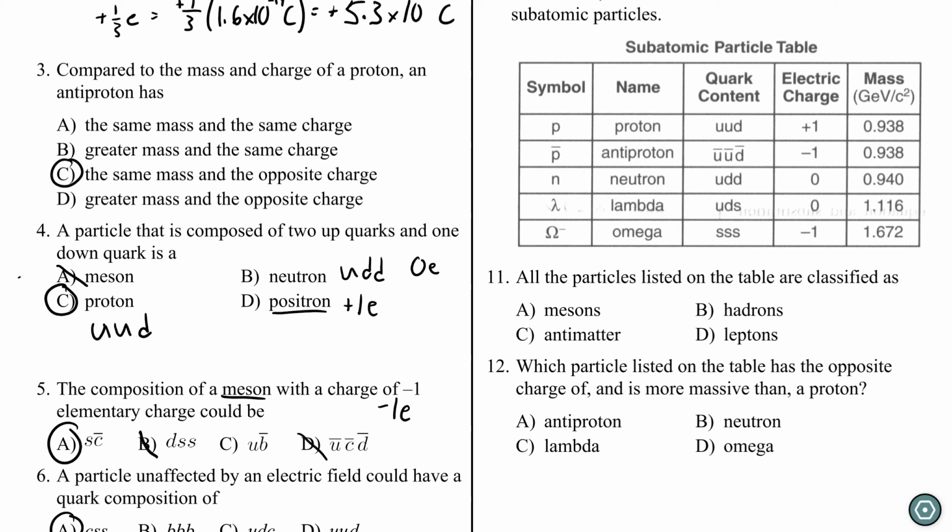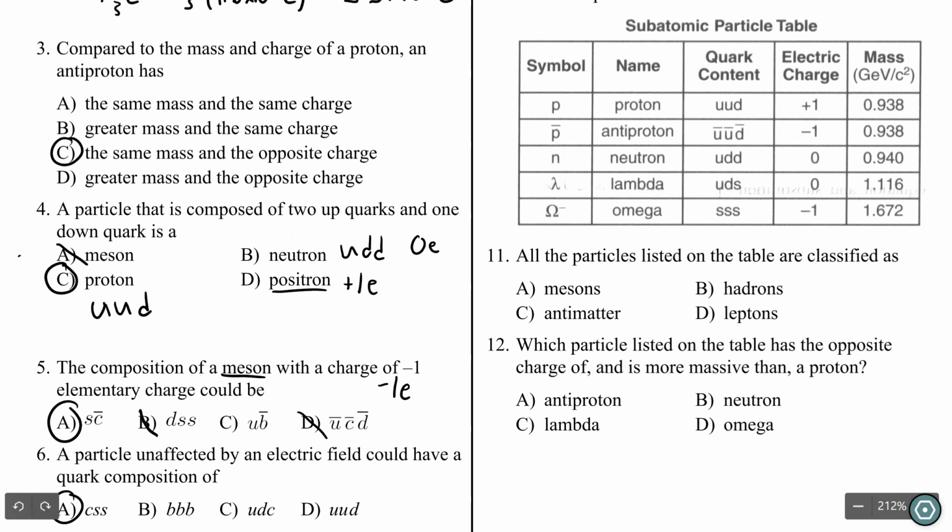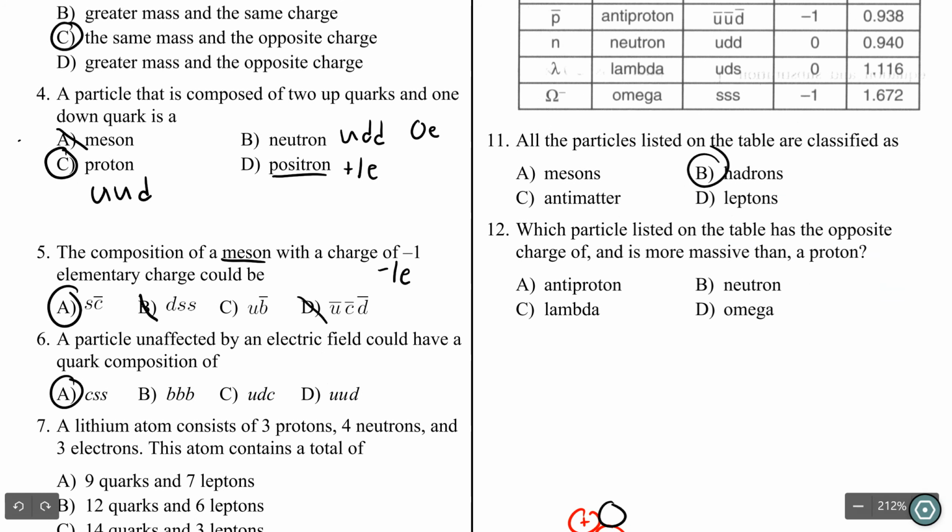It says all the particles, number 11, listed on the table are classified as mesons, antimatter, hadrons, or leptons. Okay. So let's look at the quark content. They're all made of 3 quarks. So we're thinking either baryons or hadrons. Definitely not mesons, because that's a quark and an antiquark. Antimatter, that's very vague. You could have different types of antimatter. Leptons, not a lepton because it's made of quarks, so it's a hadron. All right. Another valid answer would have been a baryon. Okay, because baryons are types of hadrons that are made up of 3 quarks.